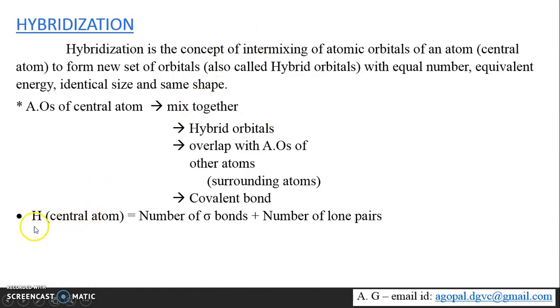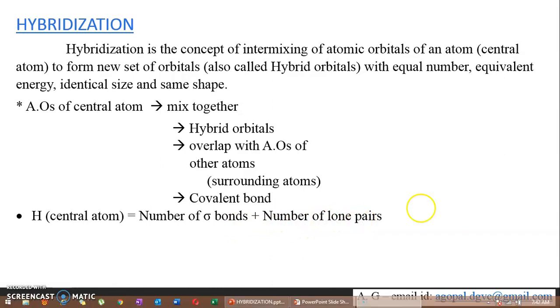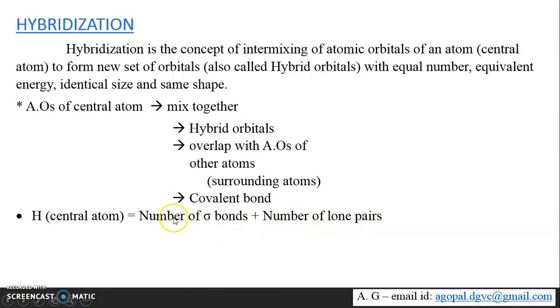Okay. Now we can find the hybridization using this simple formula. Suppose a molecule is given and you know the shape of the molecule, it is very easy to find the hybridization. How? The number of hybrid orbitals of the central atom, H, is equal to the number of sigma bonds plus the number of lone pairs. Number of sigma bonds around the central atom and number of lone pairs around the central atom. If you add these two, you will get the number of hybrid orbitals formed, and you can also identify what the hybridization is.